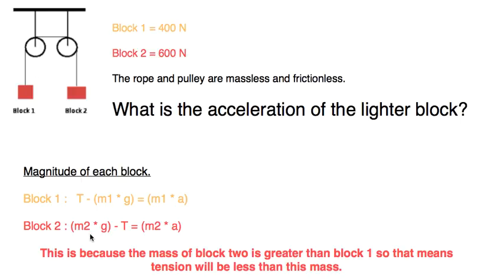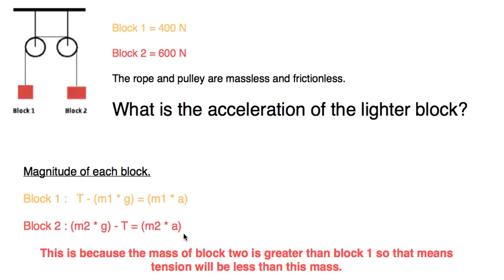Now I have block 2. The reason I have mass times gravity minus tension is that the mass of this block is greater than block 1, so that means tension will be less. So it's technically going down because it's 600 newtons, so the tension is less than over here. So since the tension's less, it's going to be subtracting tension. So m2 times g minus tension equals m2 times acceleration.